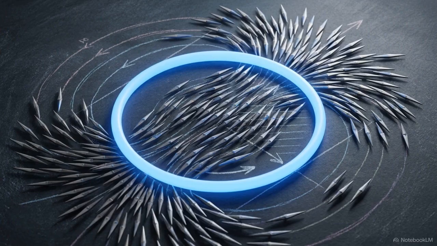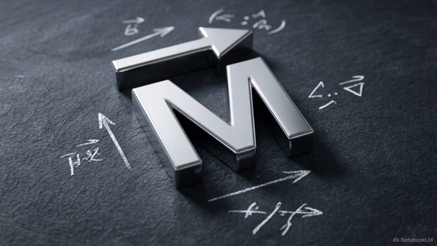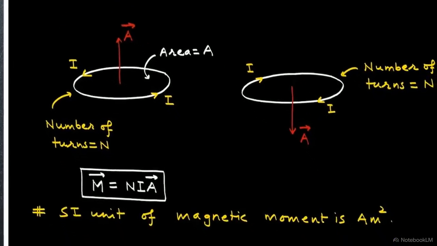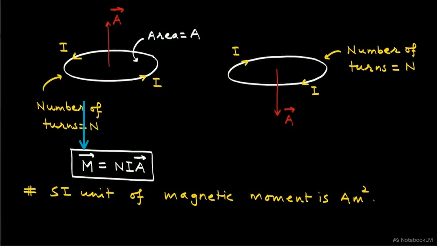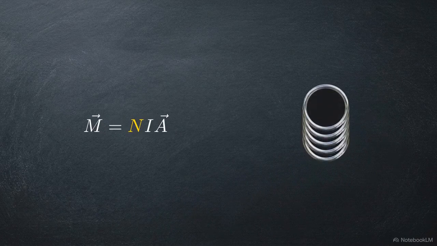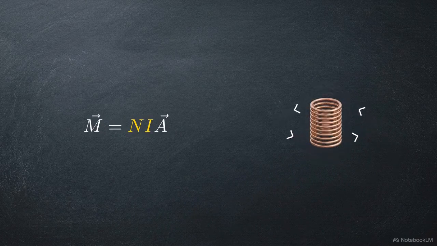To solve this, we need a specific metric capable of tracking the magnetic footprint of these structures. We need the magnetic moment. Look at this standard diagram of a 2D wire loop. The boxed formula at the bottom shows the foundational definition of a magnetic moment, denoted by the letter m. Two parts of this equation are simple scalars. N represents the number of turns in the wire coil, and I is the electrical current flowing through it.